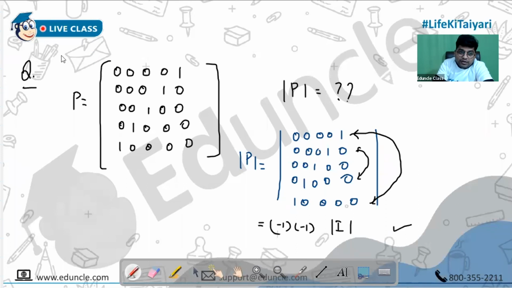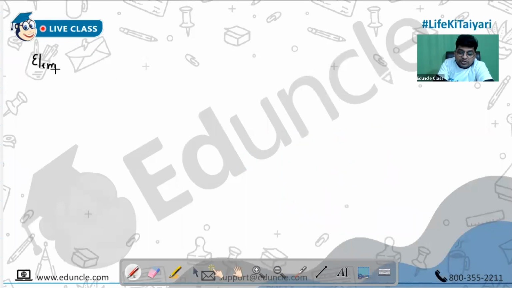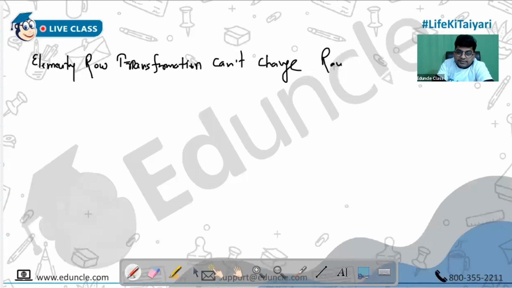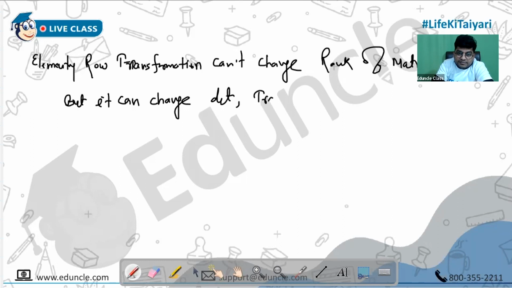We have discussed the theory: elementary row transformations cannot change the rank of a matrix. Yes or no? Rank of a matrix. But they can change the determinant, trace, and adjoint. Am I clear? This kind of theory you know.